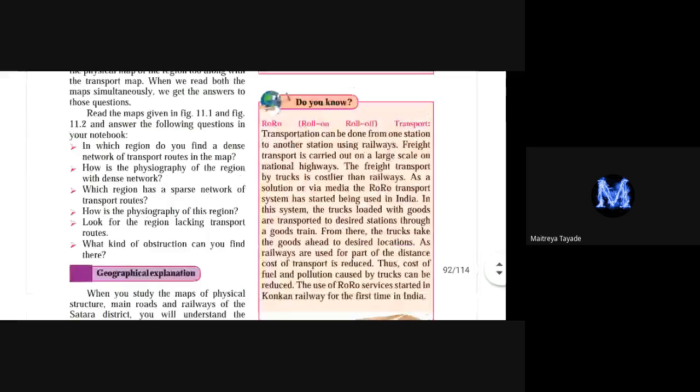Now, which region has a sparse network of transport routes? ओके, सातारा डिस्ट्रिक्टचा हा कोणता रूट आहे की ज्या ठिकाणी स्पार्स नेटवर्क आहे रोडचं. ट्रान्सपोर्ट रूटचं नेटवर्क हे थोडंसं कमी आहे. How is the physiography of this region? Now see here.